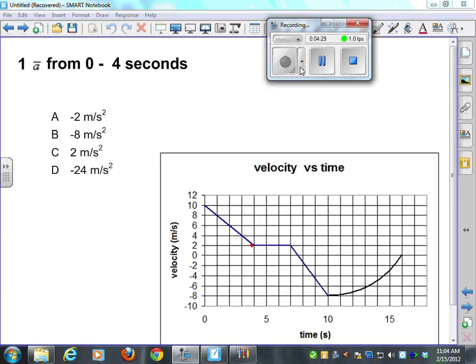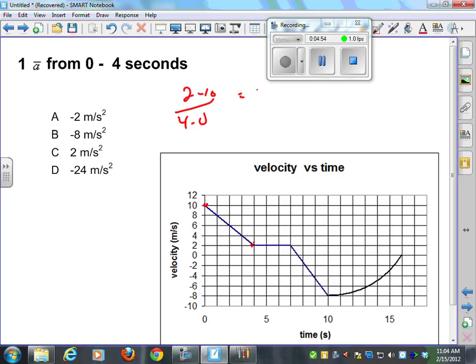Okay, so the very first one you are to find a bar from 0 to 4 seconds. So average acceleration from a VT graph is the slope. Right? Average acceleration is the slope. So from 0 to 4, that's there to there. So it's obviously going to be negative. So we're at 2 minus 10 all over 4 minus 0. Right? So minus 8 over 4 or minus 2. C. Good? Make sense? Taylor, you got to get rid of that earbud.